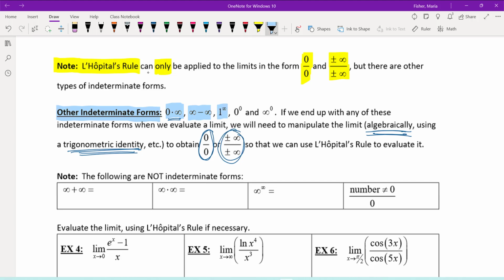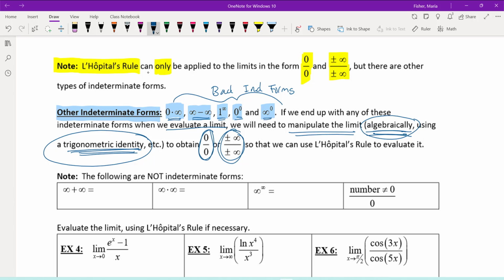1 to the infinity is an indeterminate form, 0 to the 0, and infinity to the 0. These 5 different things here, we're going to call our bad indeterminate forms. If we end up with these bad indeterminate forms, what we're going to have to do to evaluate the limit is manipulate it algebraically or using a trig identity, get it to be 0 over 0 or infinity over infinity, and then we can use L'Hopital's rule to evaluate it.